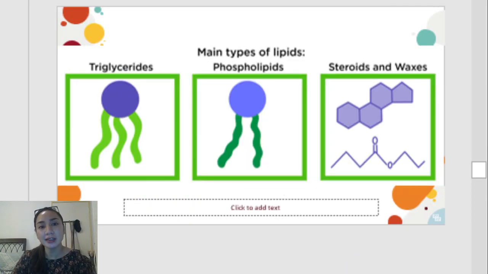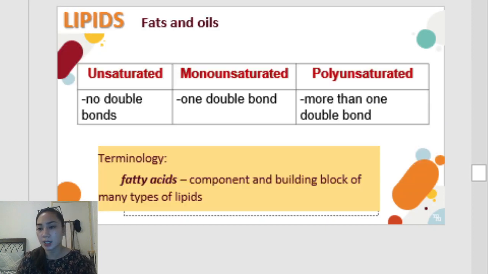So, there are main types of lipids. We have triglycerides. So, kung mapapansin nyo, ito yung itsura niya. We have phospholipids. So, meron lang dalawang tail. And we have steroids and waxes, which are very complex structures. So, again, may tatlo: triglycerides, phospholipids, and steroid waxes. So, we also have these lipids as fats and oils. Actually, medyo sobrang broad yung discussion natin about this. Kasi, ang complex kasi ng lipids talaga.